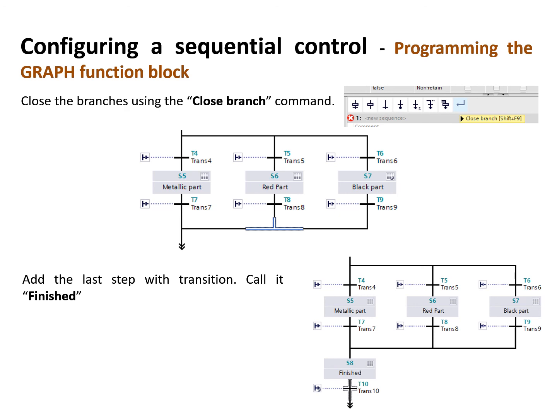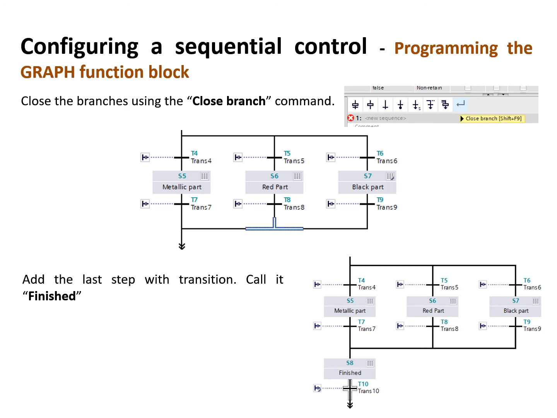Now let's look at the program again. What do we have? We need to close the branches. Use the close branch command. This is the command. Close the branches and add the last step with transition, call it finish. This is the last step. So you see the alternative branches. If the part is either metallic or red or black, and based on the sensor conditions in the transitions, we have proper actions inside each step and a transition.